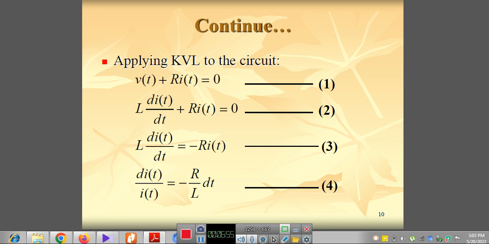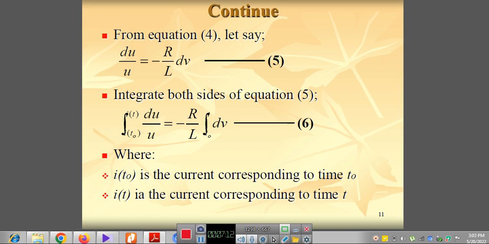Then we get the current i(t) to the denominator, so di(t)/i(t) is equal to minus R divided by L dt, the fourth equation. Finally, we can write this fourth equation with i instead of u, so du/u is equal to minus R divided by L. We then integrate both sides, and we get the current with respect to t naught. So that is the total set of equations for the RL circuit.